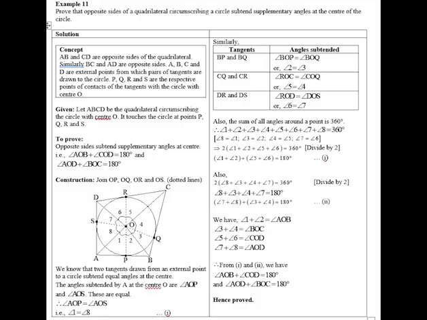We have angle 1 plus angle 2 is equal to angle AOB, angle 3 plus angle 4 is equal to angle BOC, angle 5 plus angle 6 is equal to angle COD, angle 7 plus angle 8 is equal to angle AOD. Therefore, from 1 and 2 we have angle AOB plus angle COD is equal to 180 degree and angle AOD plus angle BOC is equal to 180 degree. Hence proved.